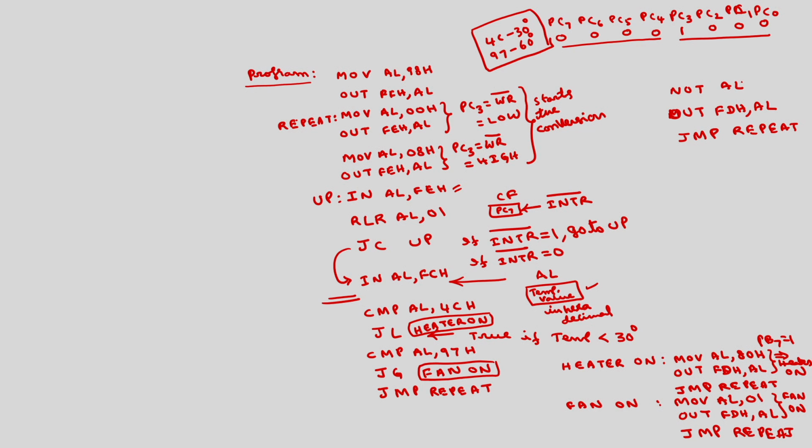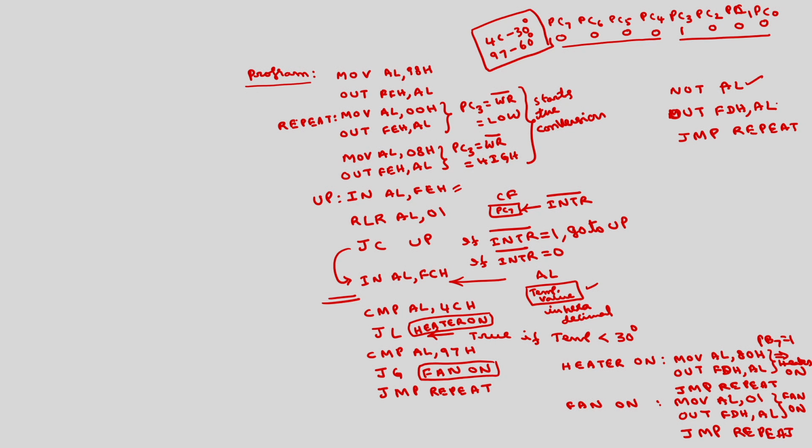So, we are just complementing this AL value, the temperature value, and giving it to port B, which is connected to the heater. Thereby the heater temperature will be controlled, which controls the temperature of the furnace. This is another way if I want to use both A to D converter and D to A converter.